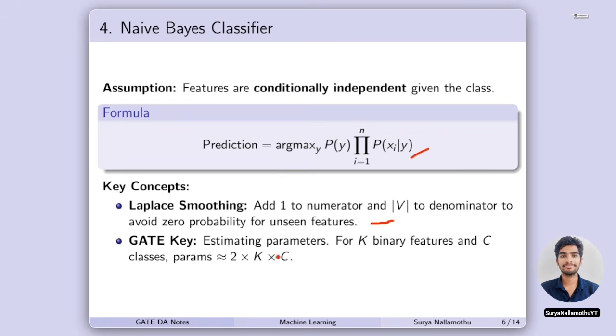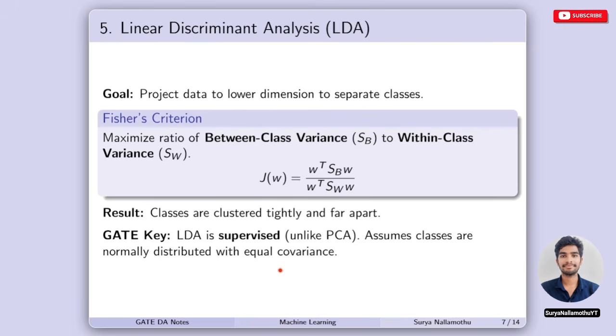The GATE key is estimating the parameters for k binary features and c classes. The parameter count becomes 2 into k into c. This is the way we need to estimate the parameters in the GATE exam. For example, if a question is given to estimate the parameters of the binary features, these are the terms, then we apply this multiplication formula, and then we get the answer to that question.